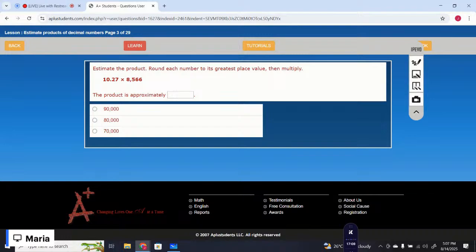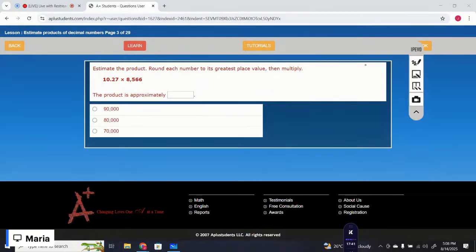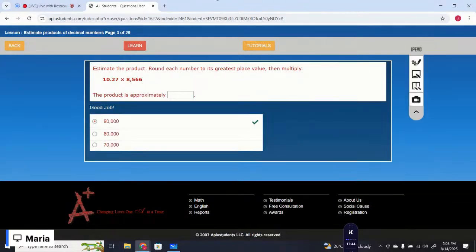Estimate the product 10.27 times 8,566. 10.27 is rounded to 10 and 8,566 is rounded to 9,000. So 9,000 times 10 is 90,000. The correct option is 90,000. Option number 1 is the correct option.